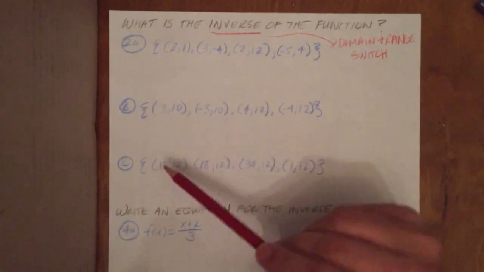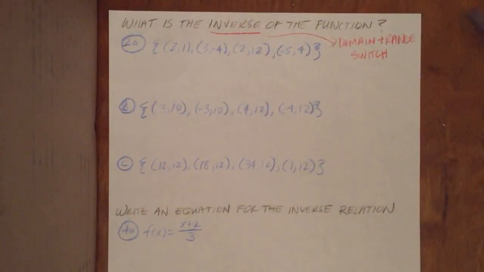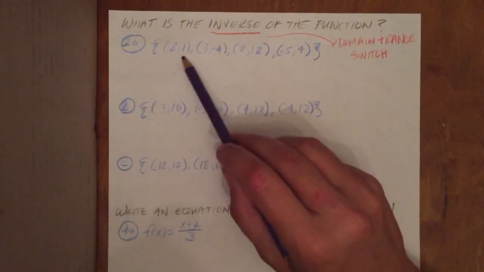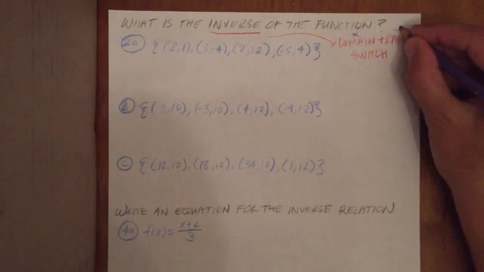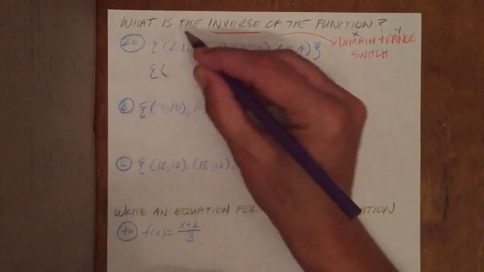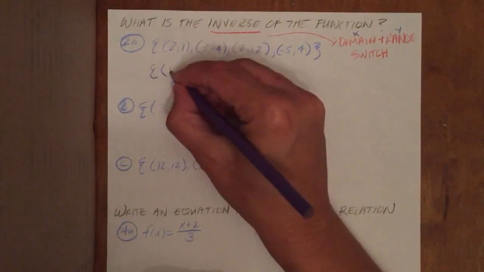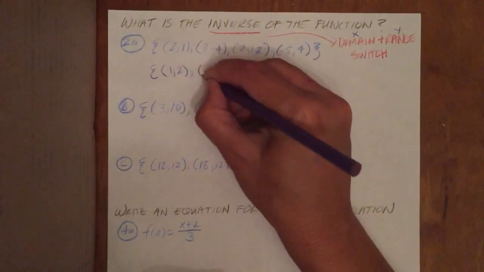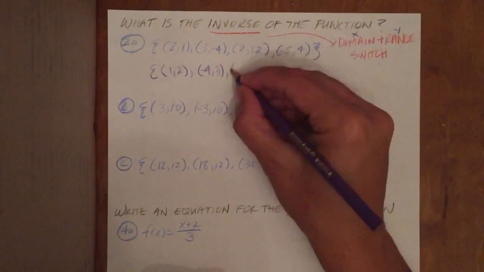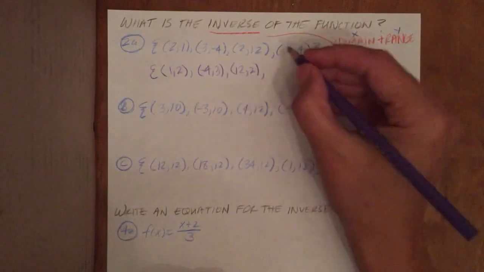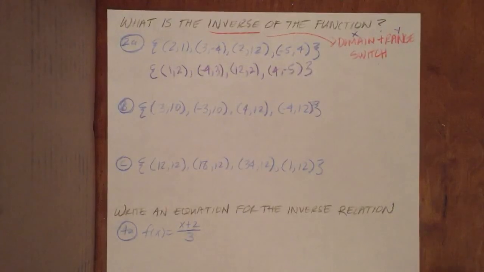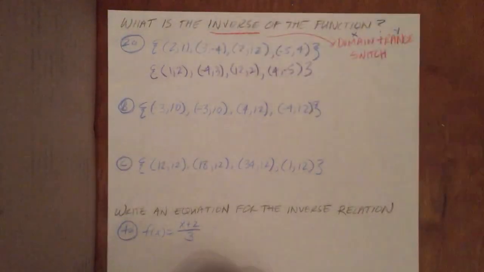So when you have a set of coordinates and you're asked to find the inverse relation, all you have to do is swap the domain and range, which is basically to swap the x and the y. So in order for us to write this inverse relation, instead of 3, -4, I have -4, 3. Instead of 2, 12, I've got 12, 2. And instead of -5, 4, I've got 4, -5. And that is my inverse.